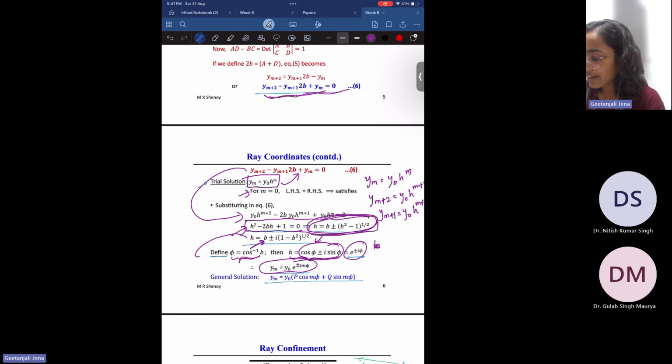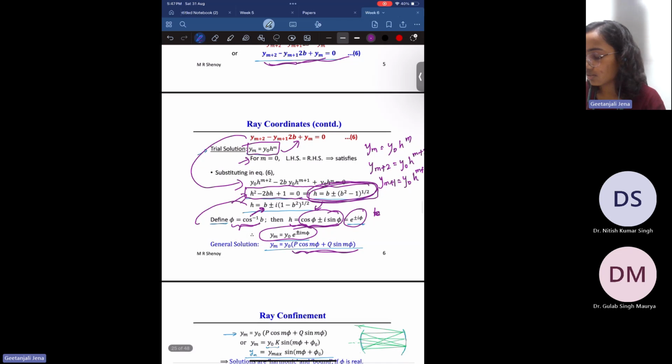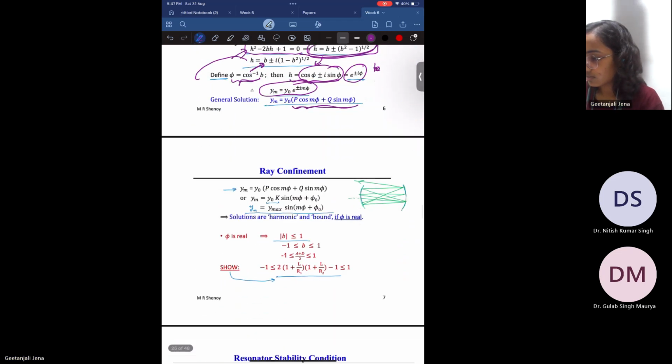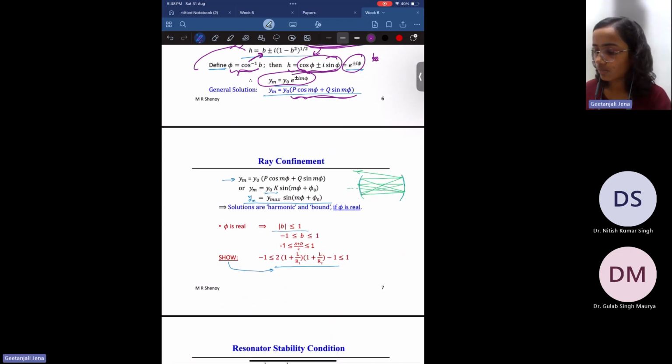And this plus or minus i m phi, you can rearrange it and write it as P cos m phi plus Q sin m phi, for some values of P and Q. So these are some rearrangements we can use while solving the problem. And the final form that we'll get is y0 k sin m phi plus phi 0, or you can take it as y max sin m phi plus phi 0.